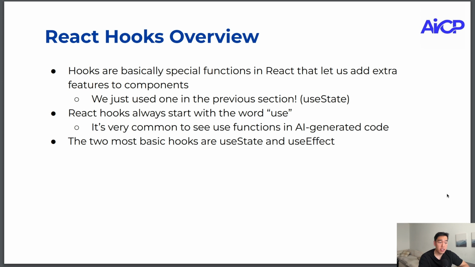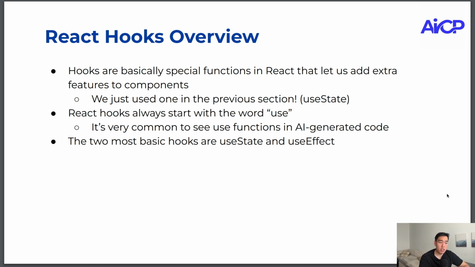Now, React hooks are the final core part of modern React development. So hooks are basically just special functions in React that let us add extra features to components. And we actually just used one in the previous section with useState. Now React hooks will always start with the word use. So whenever you see use, you'll know that it's a React hook. So typically when AI generates front-end code, you'll see a lot of use functions. Again, these are just special functions. And the two most basic hooks are useState and useEffect.